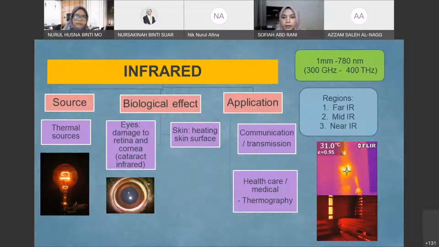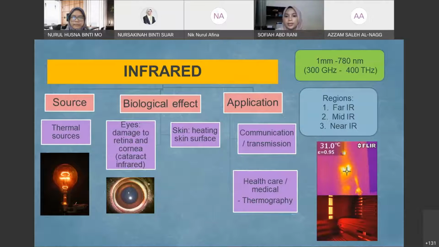Okay, far infrared is from 300 gigahertz to 30 terahertz and can be used for astronomy. Then mid-infrared is from 30 to 120 terahertz, in which hot objects or black body radiators can radiate strongly. And lastly, near-infrared is from 120 to 400 terahertz and is usually used for infrared photography and videography.